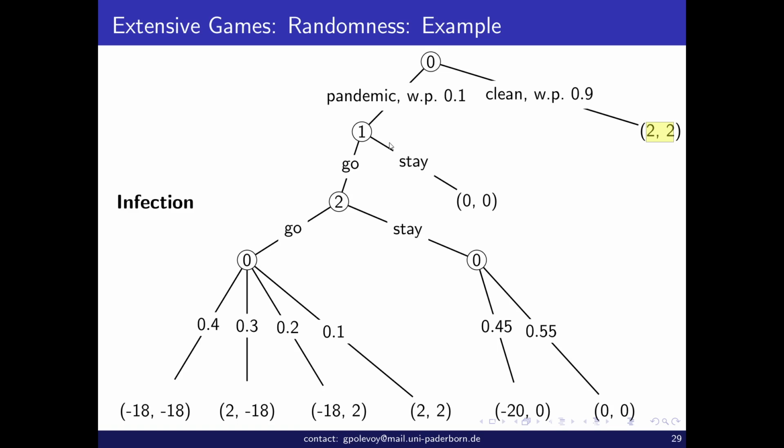There will be a pandemic, and since they both stay home, player 1 will get 0. So player 1's utility is 0.9 times 2 plus 0.1 times 0. So it's 1.8. That's the average, that's the expected value of the cost of those paths, which get realized under this probability choice. And of course, if I chose to do something, I would need to average some other things. Okay. I hope that's clear. That's a nice example of randomness.